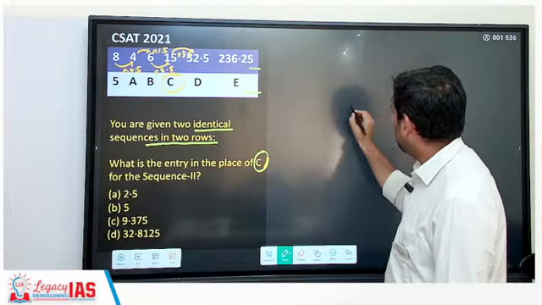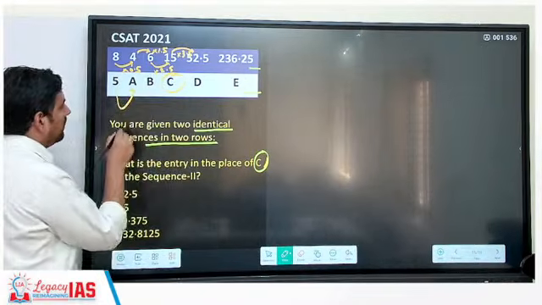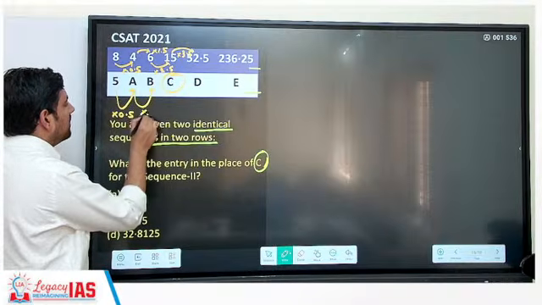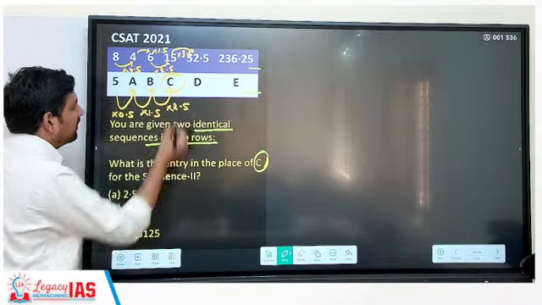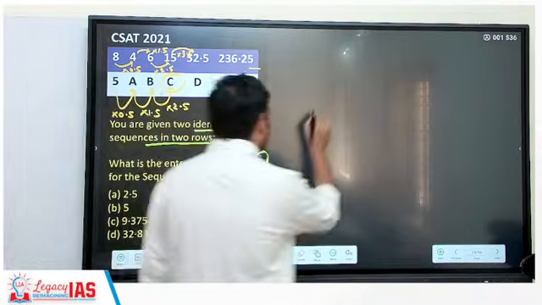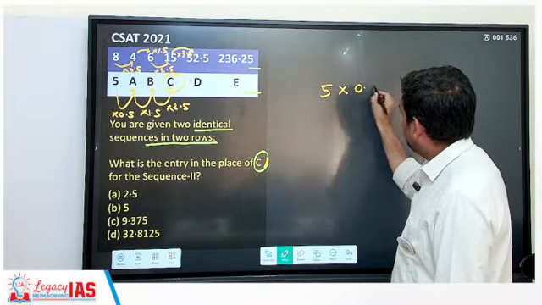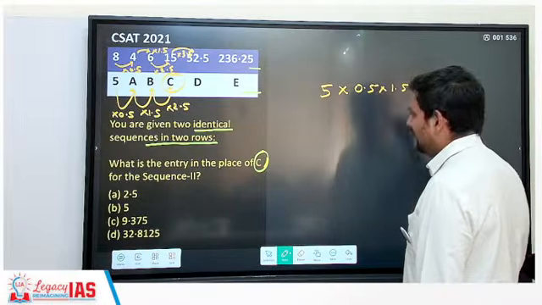Whatever is the value. So first is 5. From 5 you go to A. What you have to multiply? Into 0.5. Then from A to B you have to multiply into 1.5. From B to C you have to multiply 2.5. Simple. So the answer becomes what? 5 into 0.5 into 1.5 into 2.5.